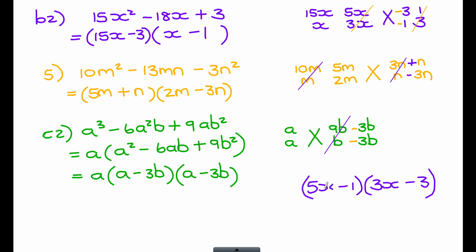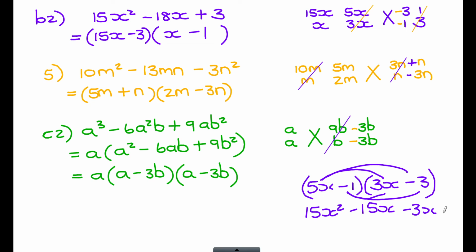So let's just do the opposite and multiply in. That's going to give me 15x to the power of 2, right? If I multiply these two, it gives me minus 15x. This is going to give me minus 3x. And those are going to give me positive 3. So if I were to simplify that, I'm going to get minus 18x plus 3. So have a look here.